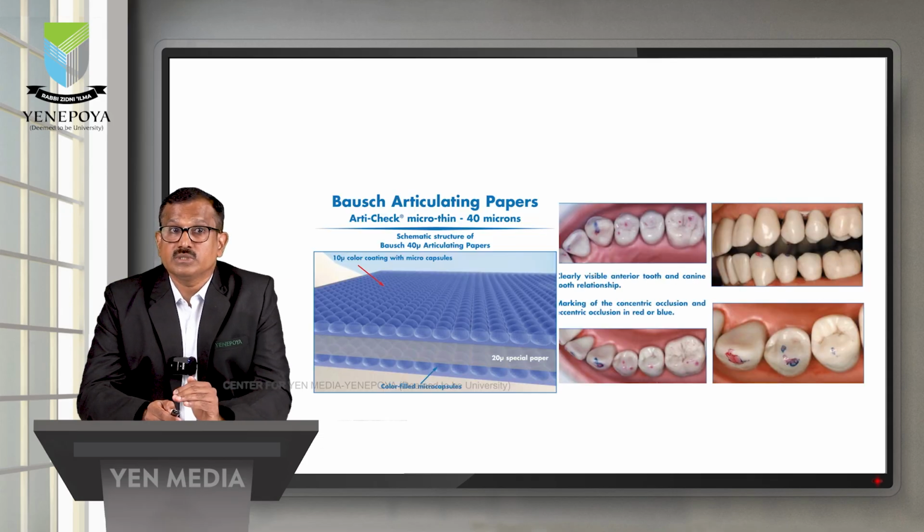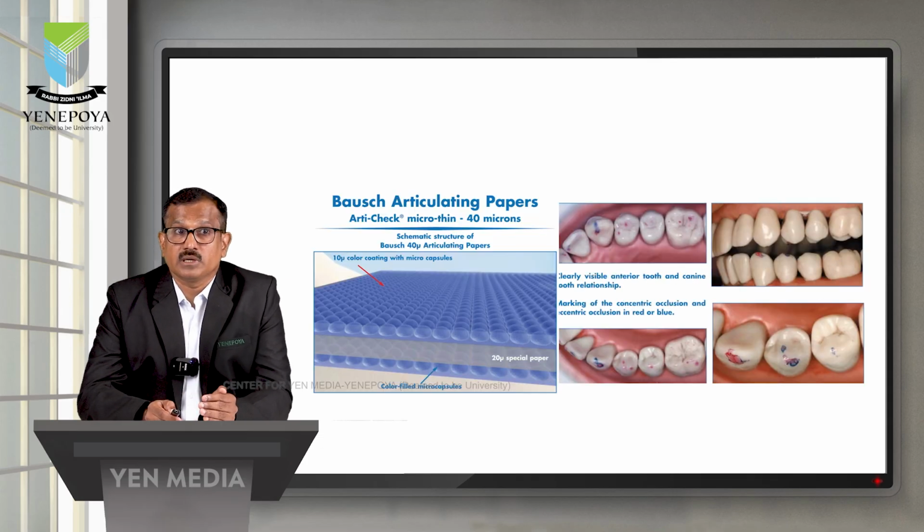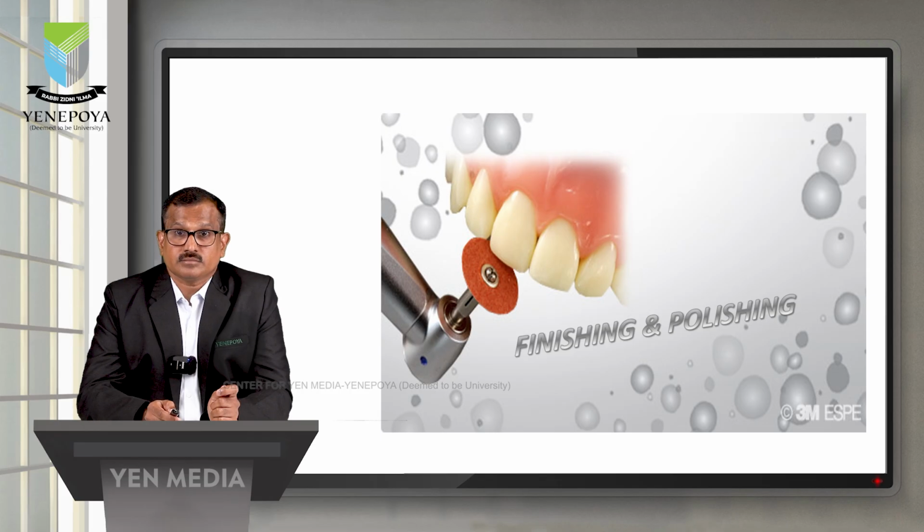So we should always use the 100 micron and 40 micron articulating papers. There are 20 micron ones also. We have to check that the articulation is proper with proper centric occlusion and all occlusal movements, and then make sure that high points are completely removed.